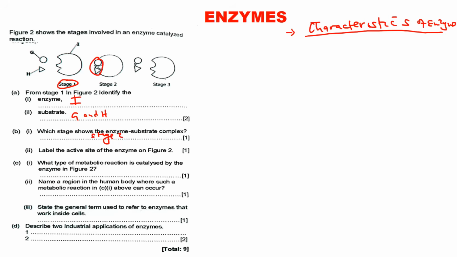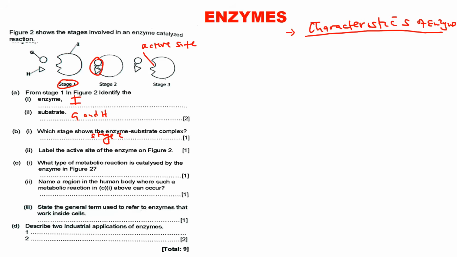So label the active site. This is the active site where the substrate binds. This is the active site. Then label the active site, or just labeling the active site. Yes. Then state what type of metabolic reaction is catalyzed in figure 2.